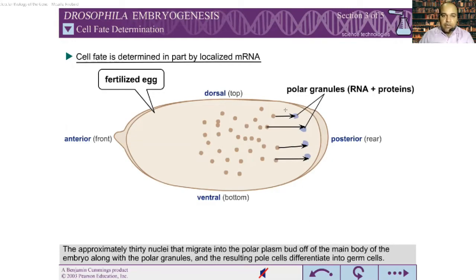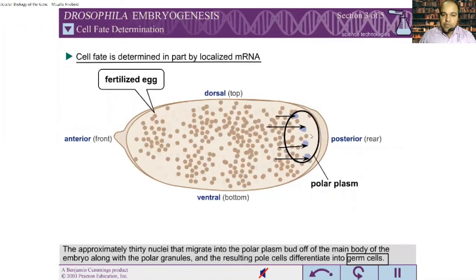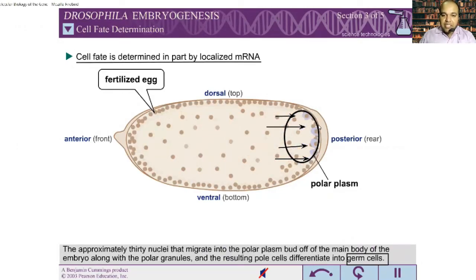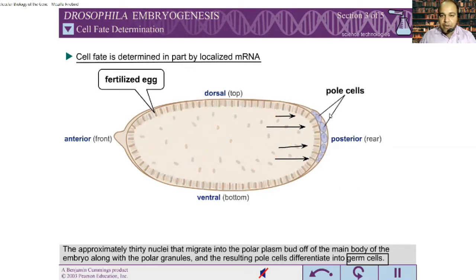Which cells will they form? They will form specifically the germ-line cells. So I'm just pointing out the germ-line cells. Sorry for the disturbance. Okay, pointing out the germ-line cells here. These are the germ-line cells that are going to be produced. Okay, moving forward after this, this is the pole plasm, and they will give rise to the germ-line cells. These are the germ-line cells that have been produced.